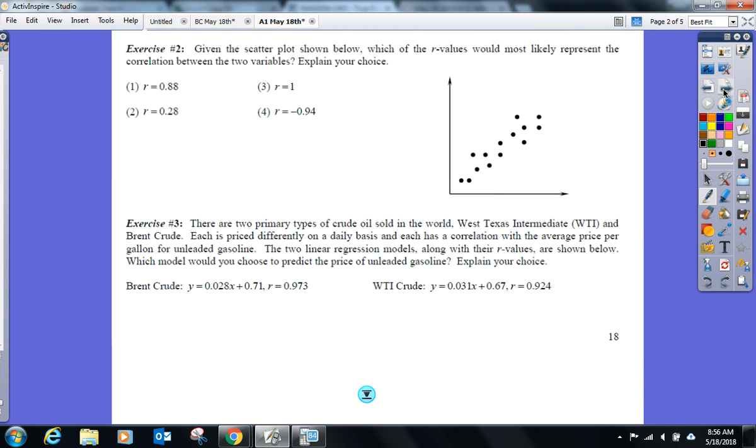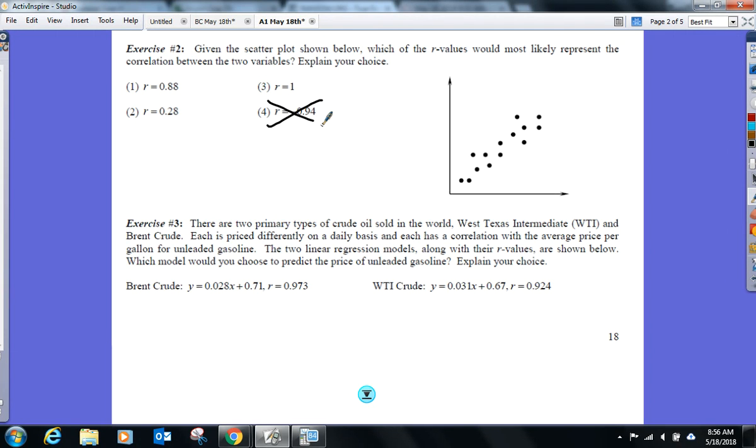Well, first of all, which one am I automatically getting rid of up here? 4. It's not negative. Obviously, it's going in a positive direction. 4 is done. 1 is as high as you can go, remember. And 1 would be perfect. Just going up like that. So it can't be 1.